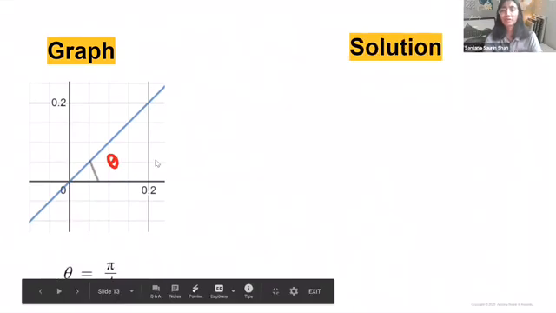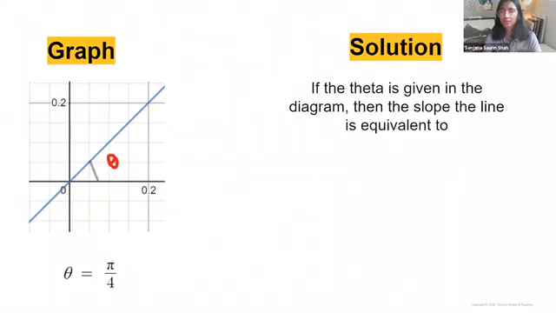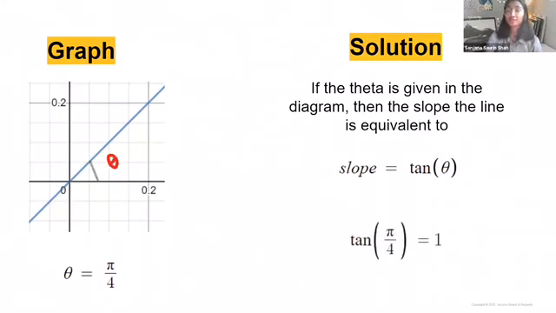For example, we're going by the same question. There is a given graph, and it has already been stated that the theta at which the line is inclined is pi by 4. So if the theta is given, then the slope of the line is equivalent to the tan of theta. In this case, it would be tan of 45 degrees or tan of pi by 4, which would be equal to 1. As simple as it may sound, most of the questions would be answered by using theta in Calc 1.